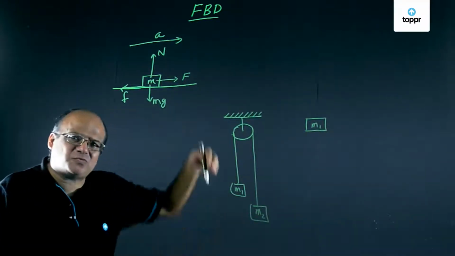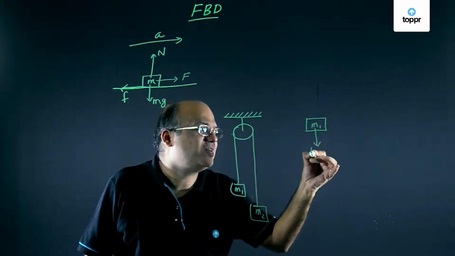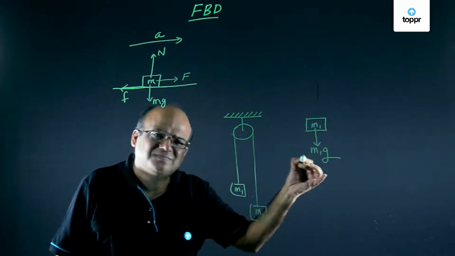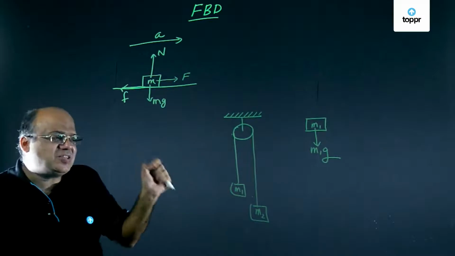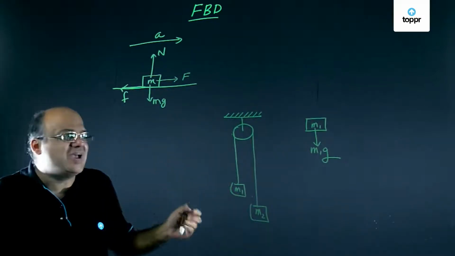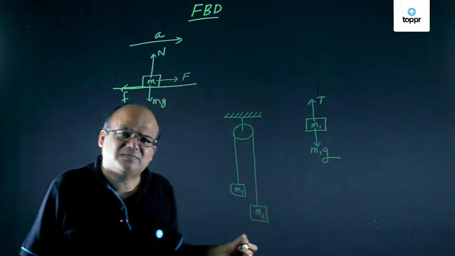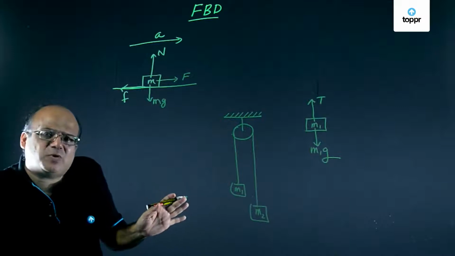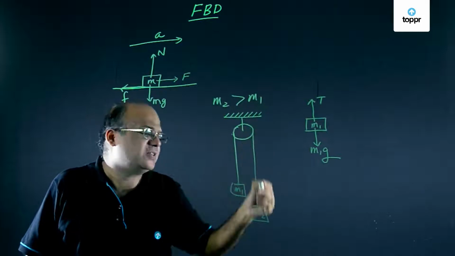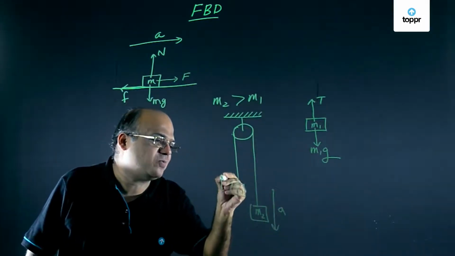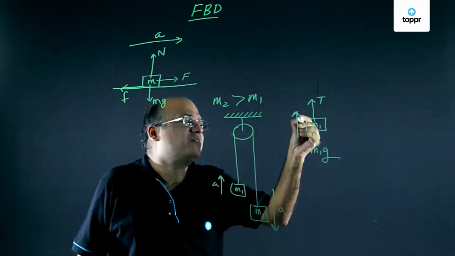Anything having mass, weight will act vertically downwards. So this is having mass, weight acts vertically downwards. Now it is not resting on any surface, so there is no normal reaction. Anything connected by a string, tension will act along the string away from the body. There is no other force acting on M1. If we assume M2 is more than M1, then M2 will accelerate down, M1 will accelerate up. Therefore, acceleration of M1 is upwards.